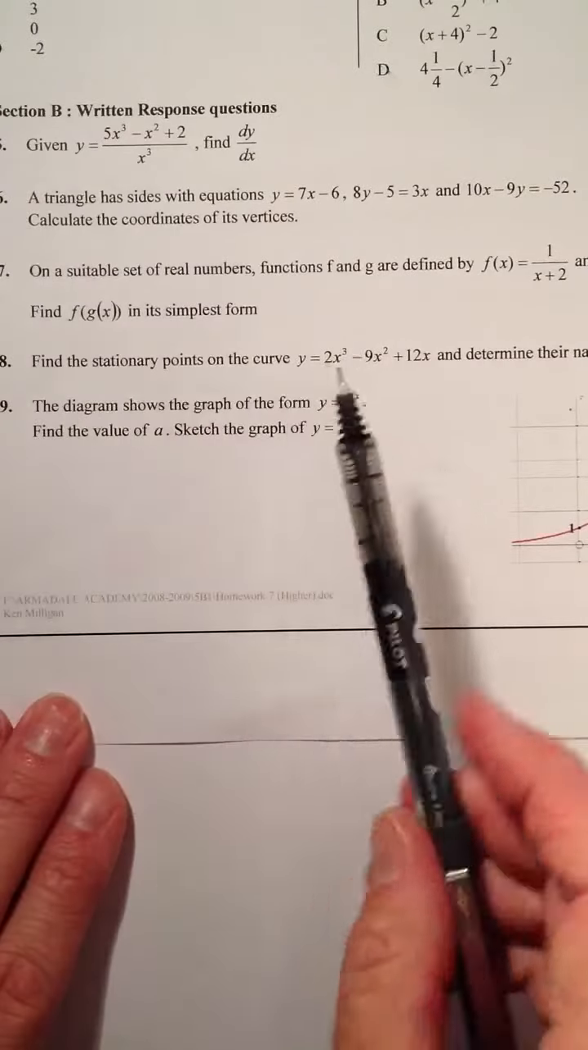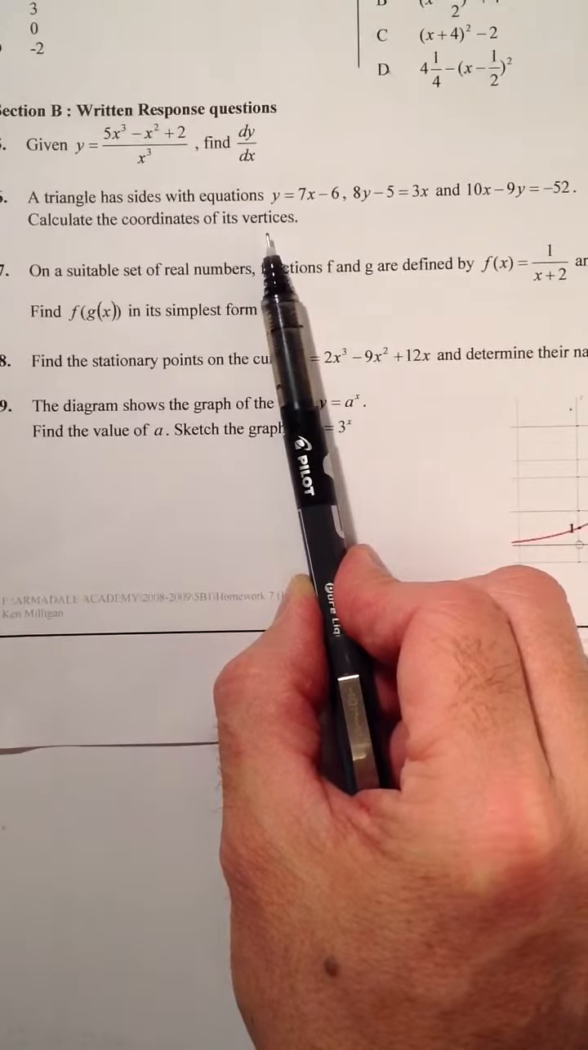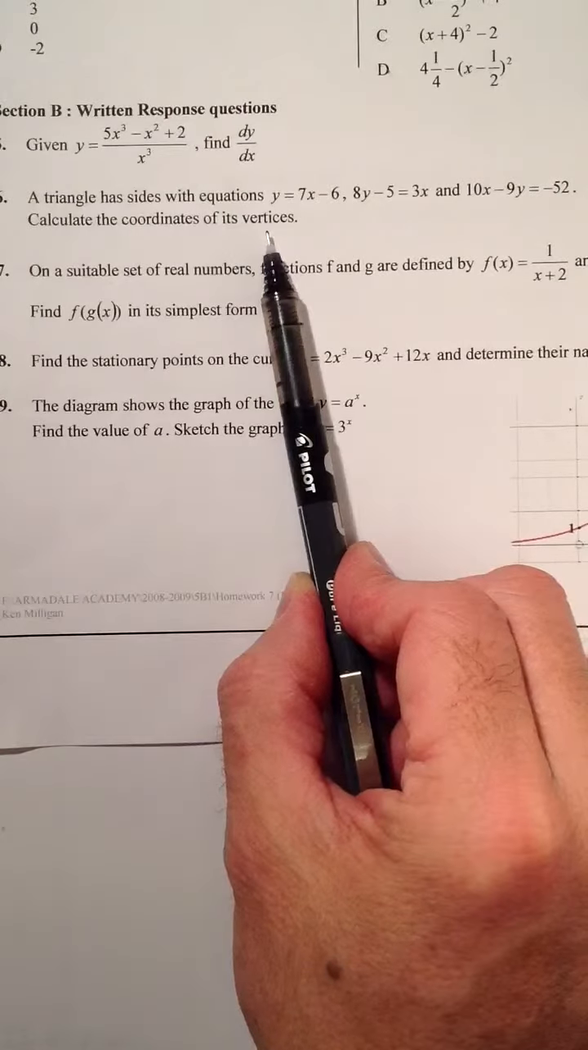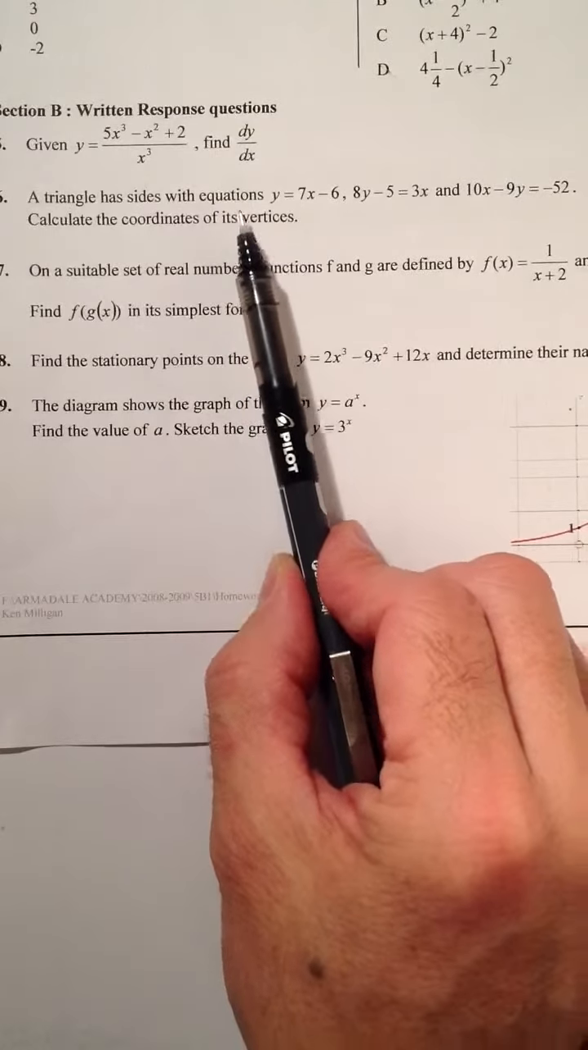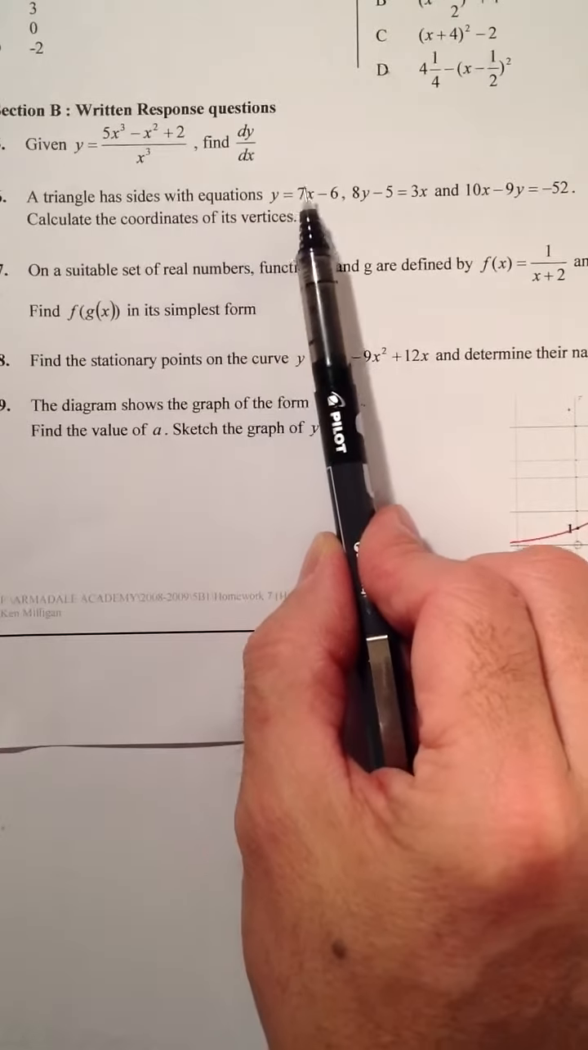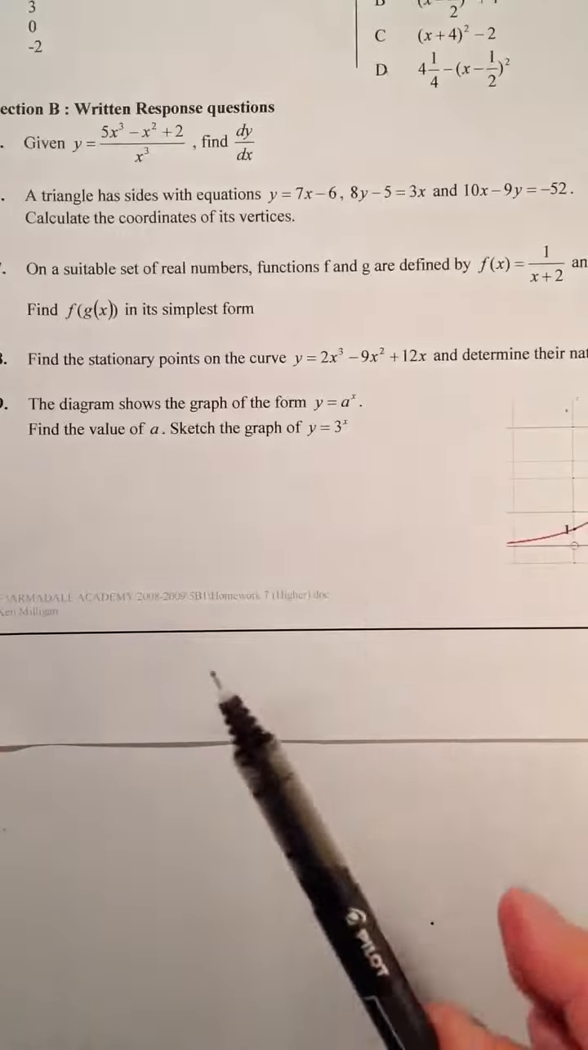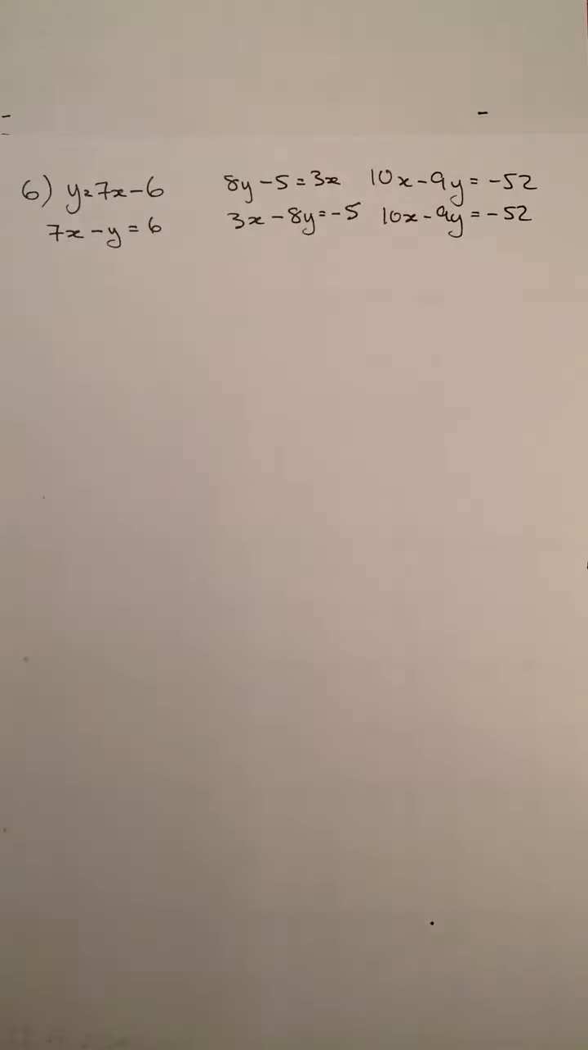So this question here, the vertices are just the corners of the triangle. To find the corners, if I know the equations of the sides, I would do some simultaneous equations work between each of the lines, and from there I'd work out the corners or the vertices of the triangle.